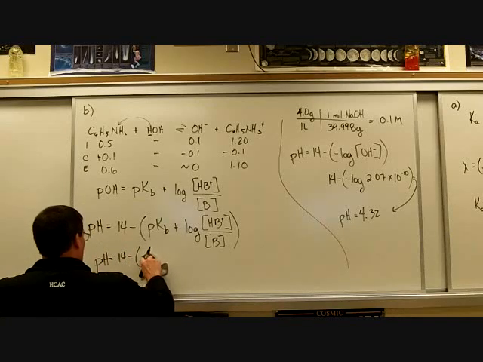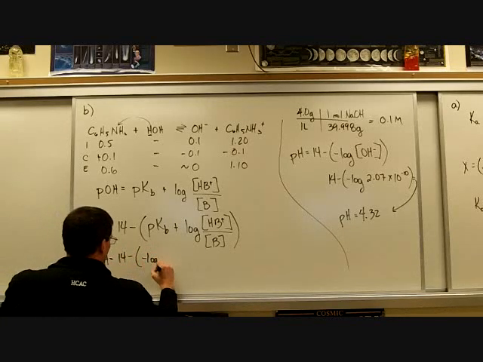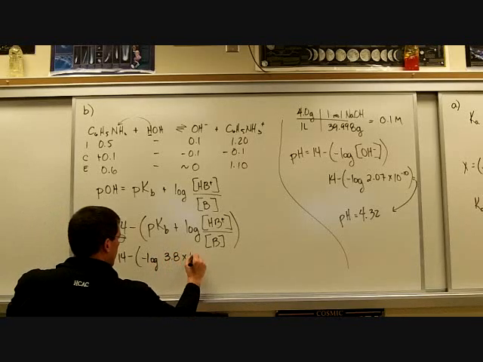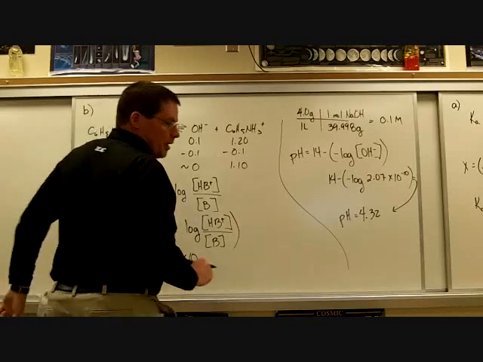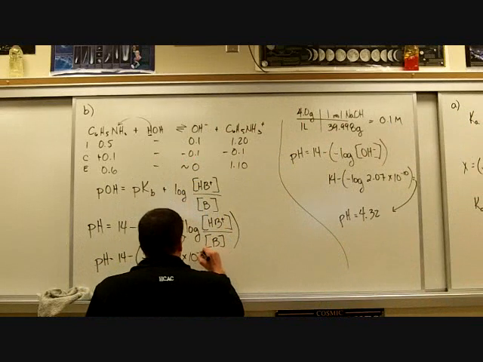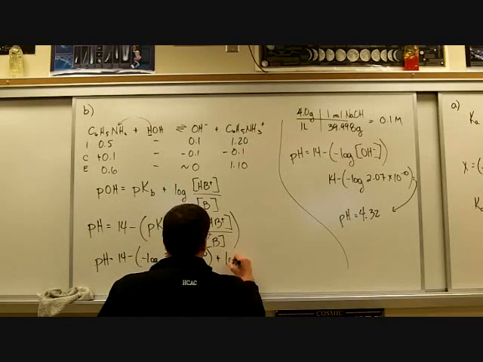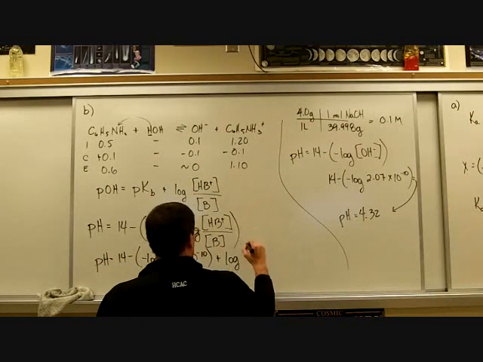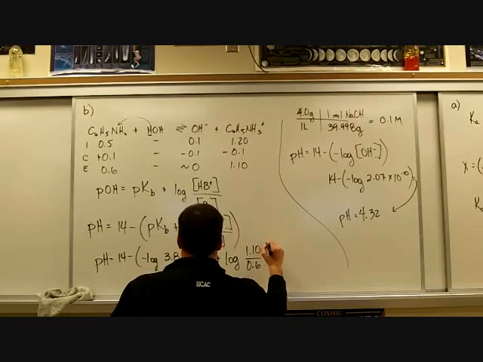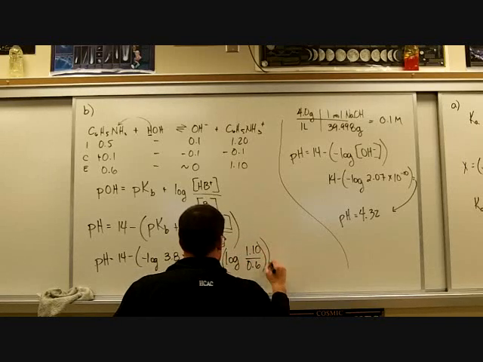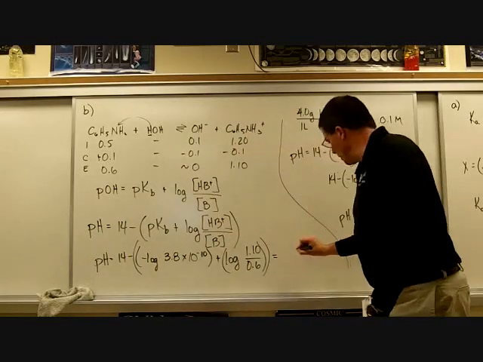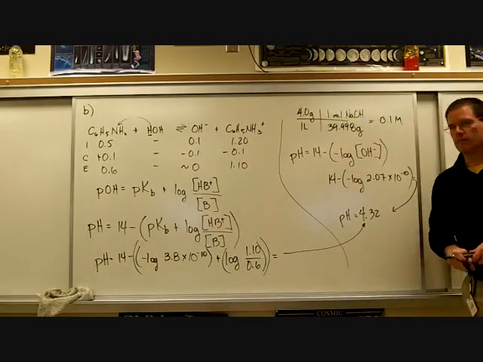So then, let's go negative log of 3.8. Was it 3.8? You guys believe me, don't you? Times 10 to the negative 10. Plus the log of my HB is that, so 1.10 over 0.6. And I'd be willing to bet the farm it equals that.